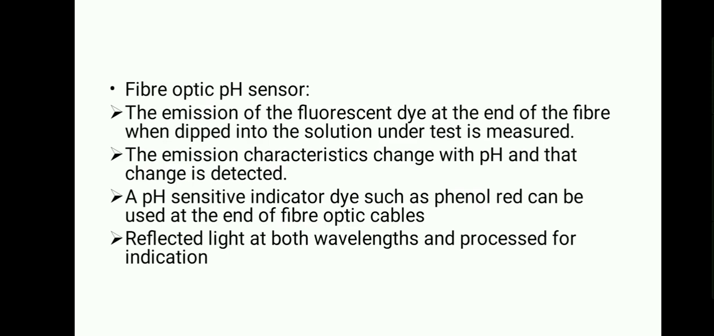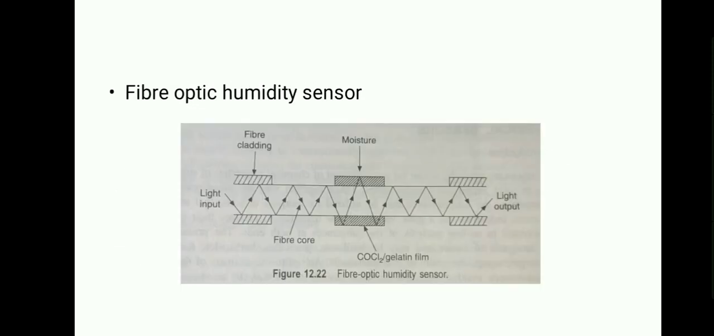Okay, so a pH sensitive indicator dye such as phenol red can be used at the end of fiber optic cables. And the reflected light at both wavelengths is processed for indication, that is calibrated against the pH. Okay, so this is one of the interesting applications of fiber optics, that it can also be used to measure the pH, which many of us were unaware of.